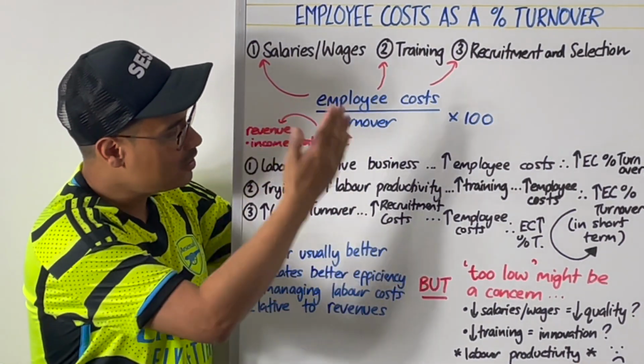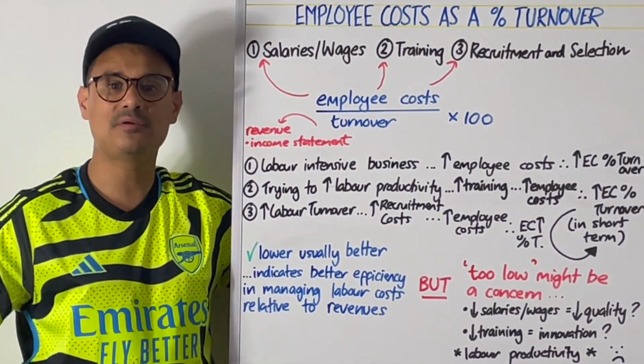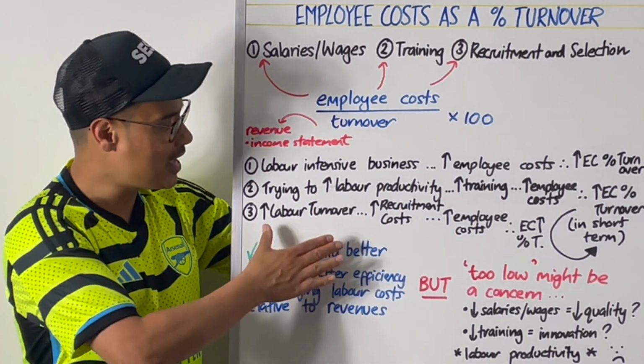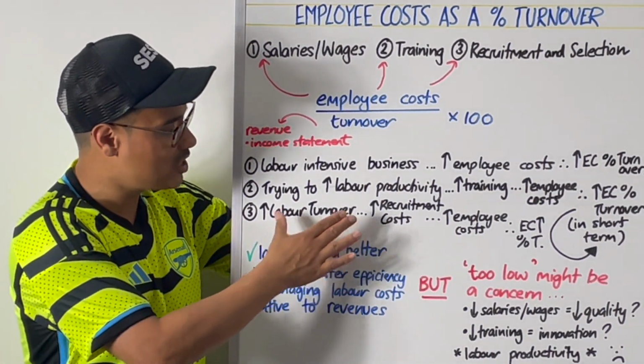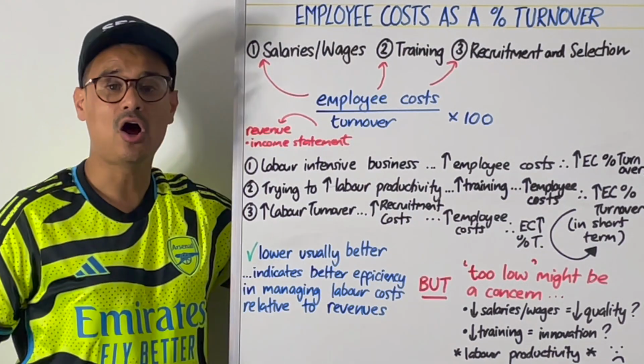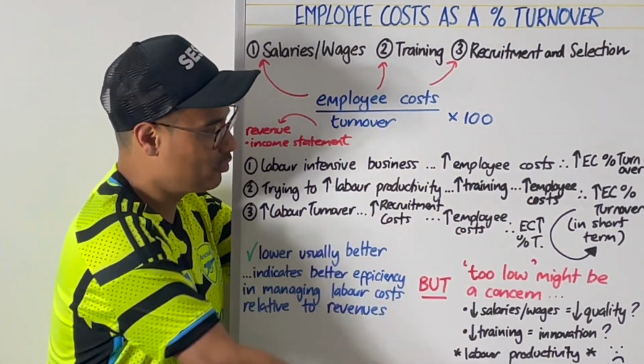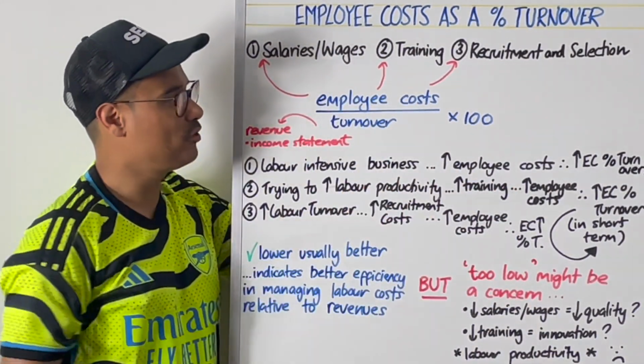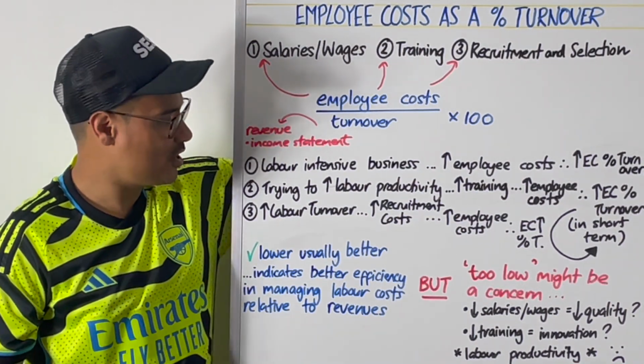Now, the third one, you're thinking about recruitment and selection here. Let's say a business has a very high labour turnover rate. If you've got a high labour turnover rate, it's likely to lead to higher recruitment costs, leading to higher employee costs, leading to a higher employee cost as a percentage of turnover.